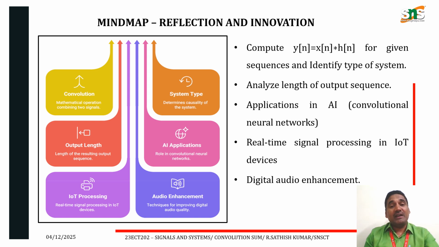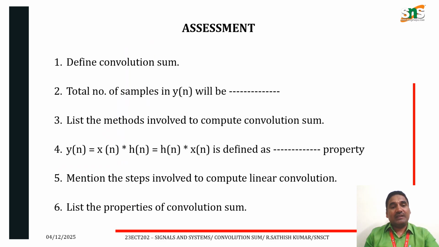Next one, mind map, reflection and innovation. Compute y of n is equal to x of n convolved with h of n for the given sequence and identify the types of the system. Analyze the length of the output sequence and applications in AI, that is nothing but convolutional neural networks, real-time signal processing in IoT devices, digital audio enhancement, and then finding the length of the output sequence in convolution sum. Next one, we can see the assessment.